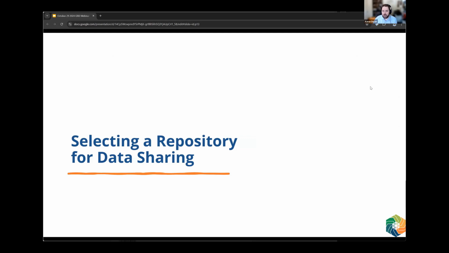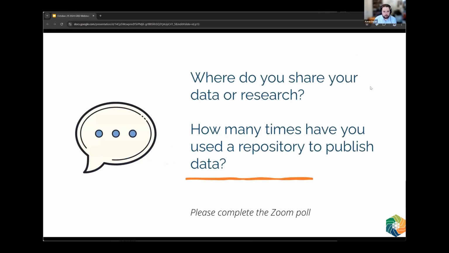Where do you go, right? How do you know where to go? So in terms of a poll question to see where you're at now, where do you currently share your data or research? How many times have you used a repository to publish data, right?